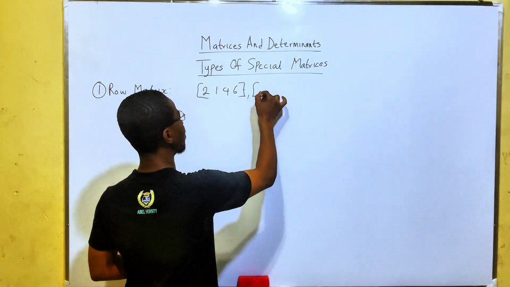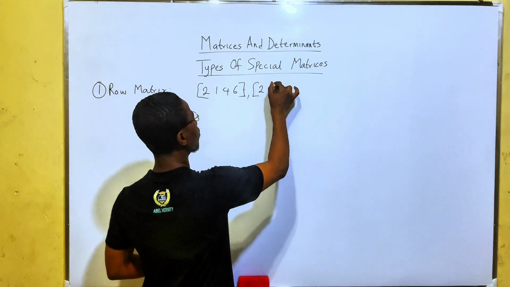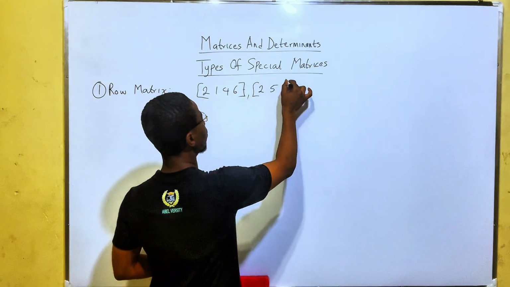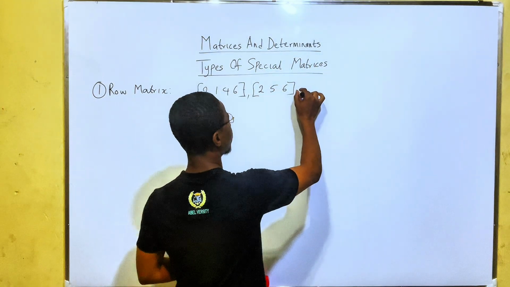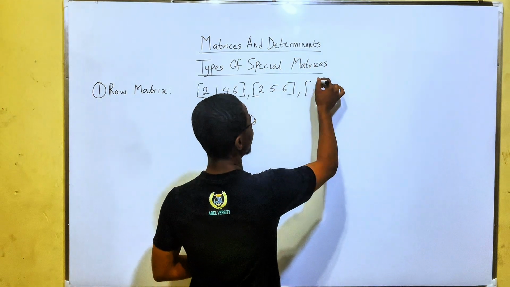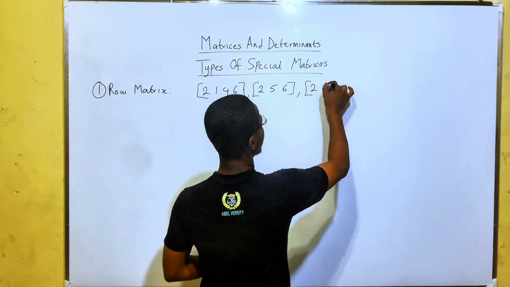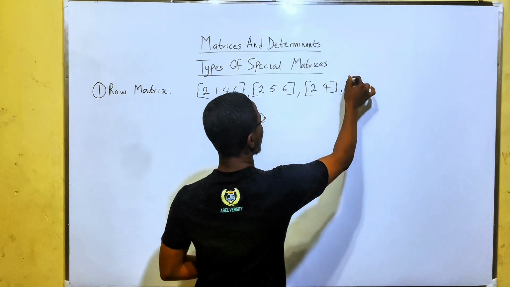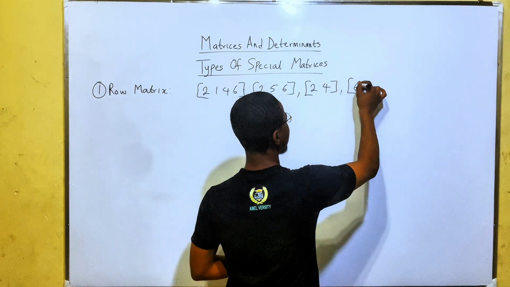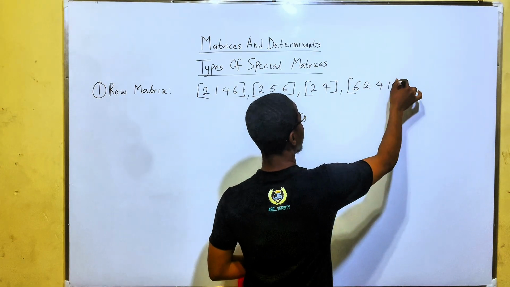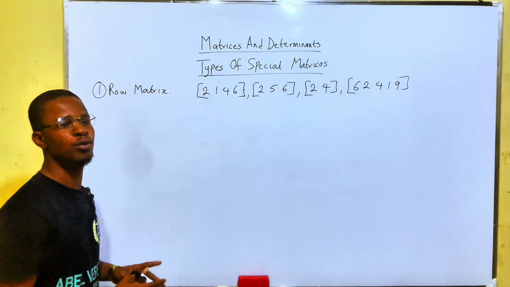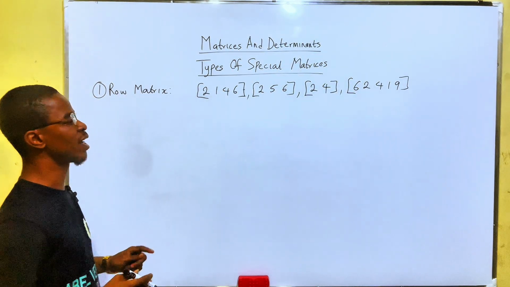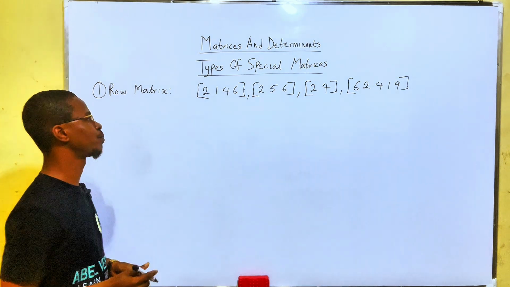We can also have it as this. This is another row matrix. We can have it as this. We can have it as this. All of these are called row matrices because they have just one row.